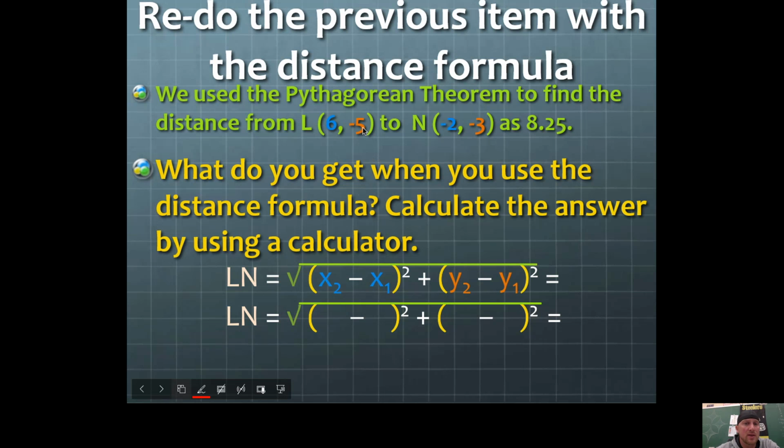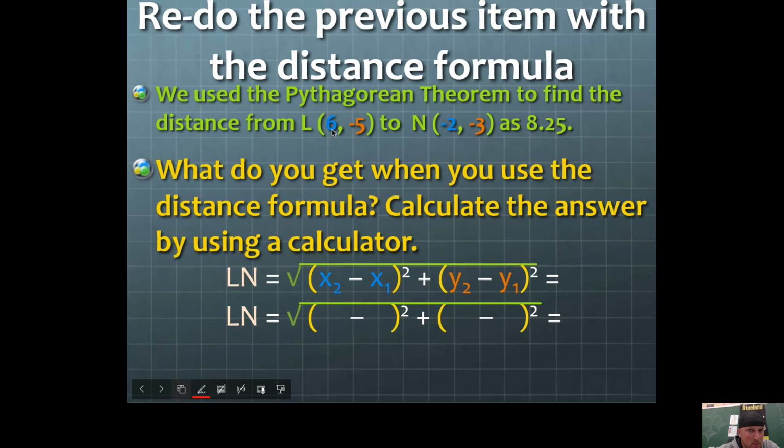So let's redo this example. Actually, this is an example that we skipped over, but we're going to use the distance formula to find the distance from point L to point N. Now they're telling you it's 8.25. How did you get that? Well, here's what you do.